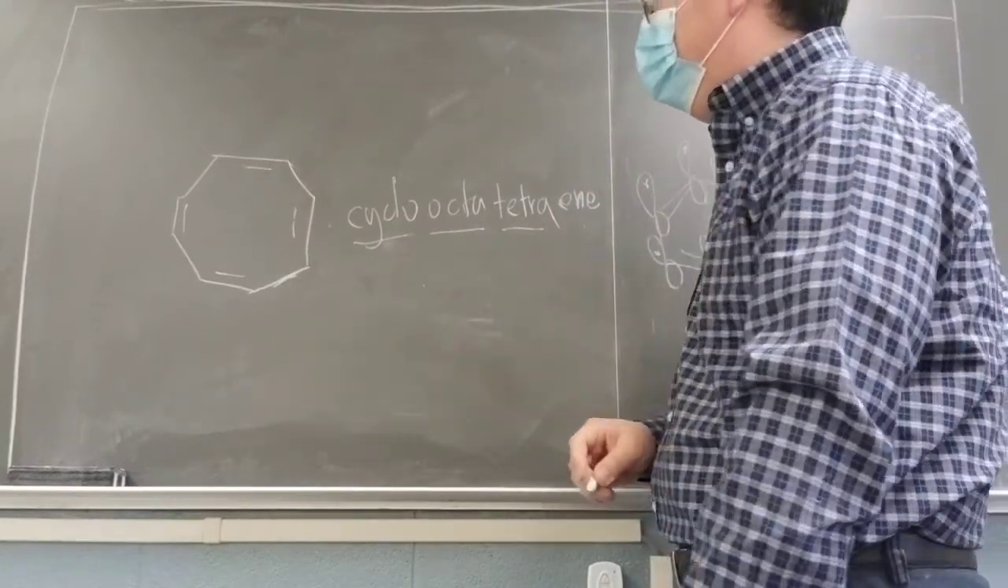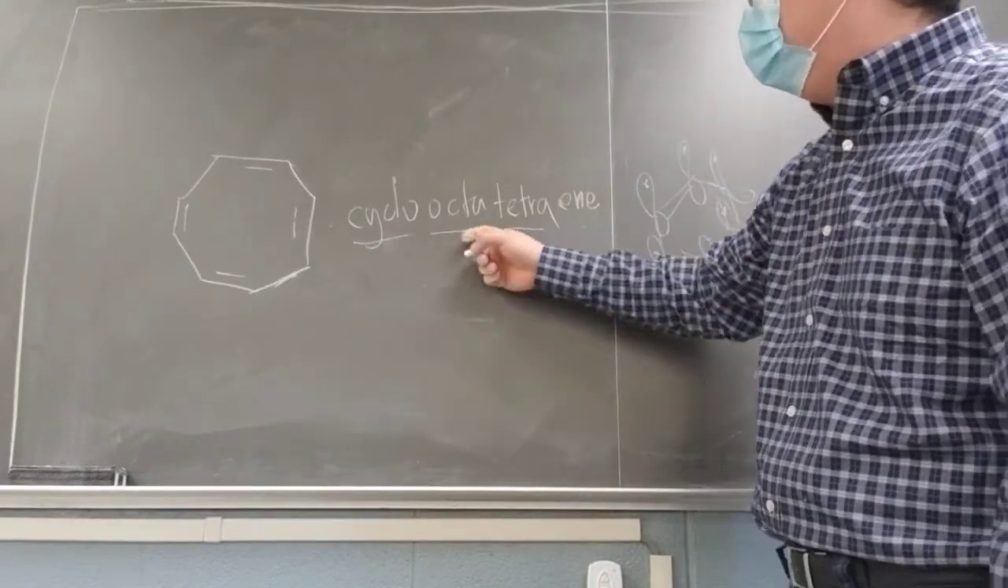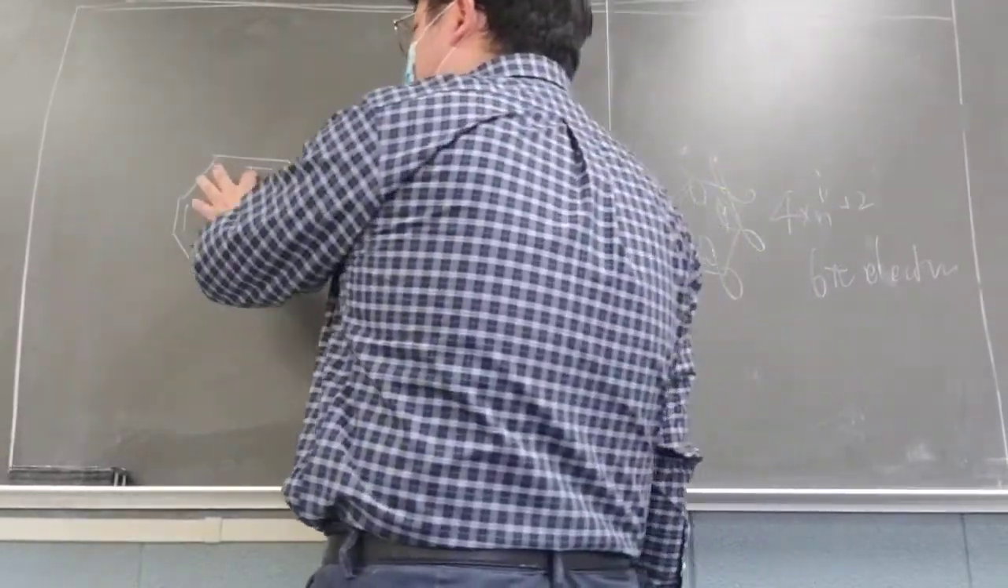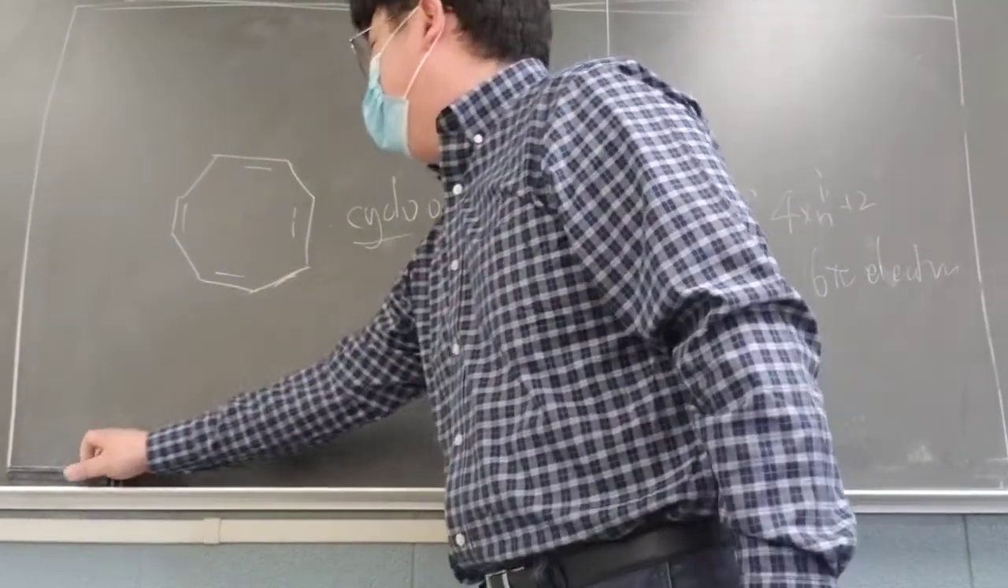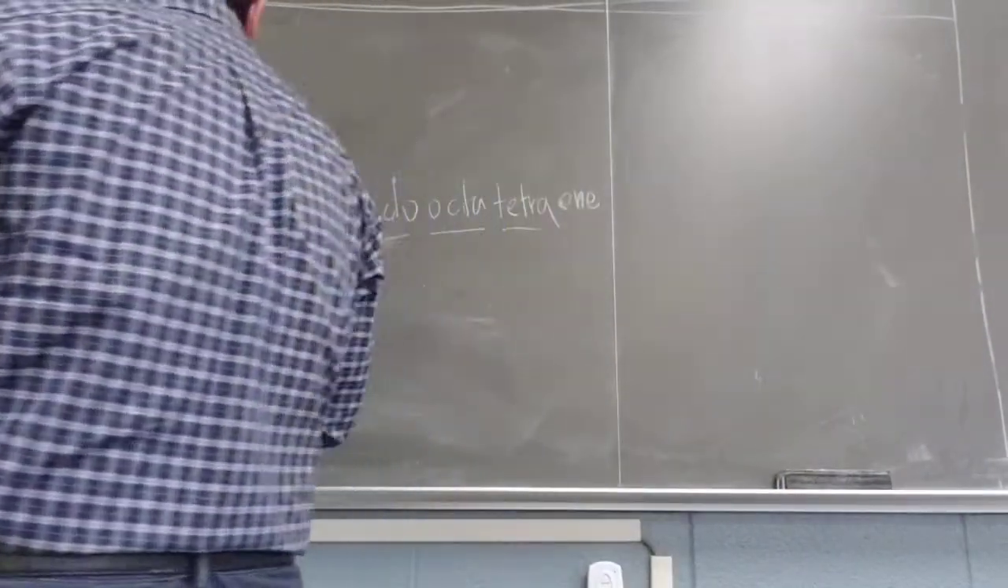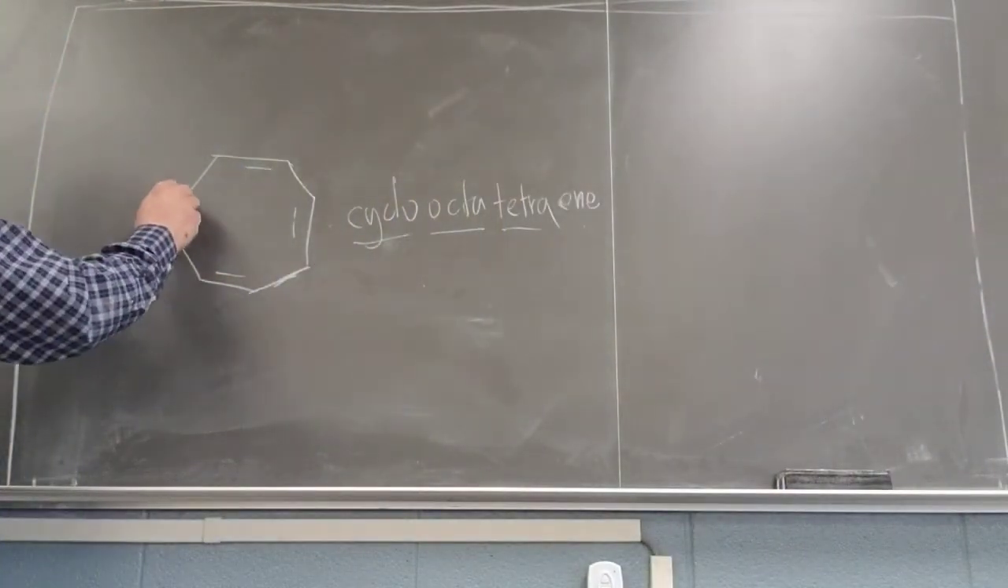Okay, so this is cyclooctatetraene. So kind of makes sense, right? We can say we have 4 double bonds over here. So in this case, we just try to count the number of pi electrons again.